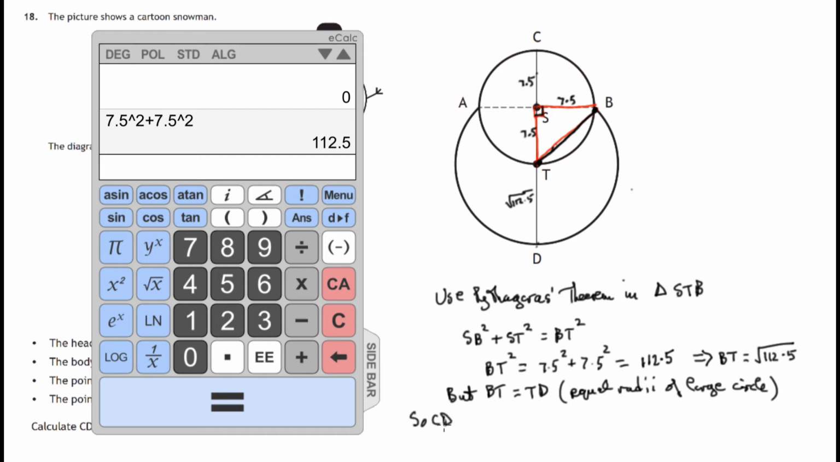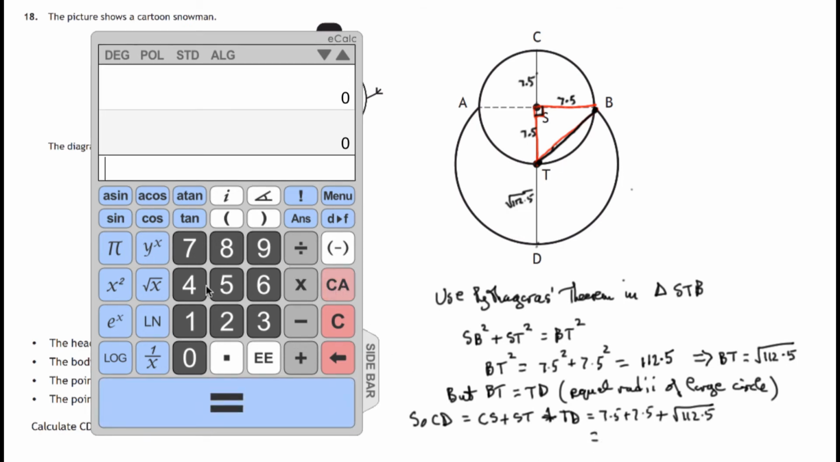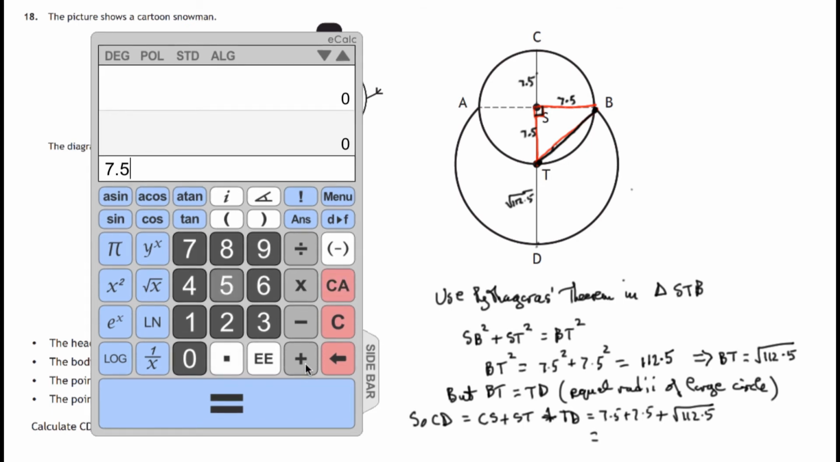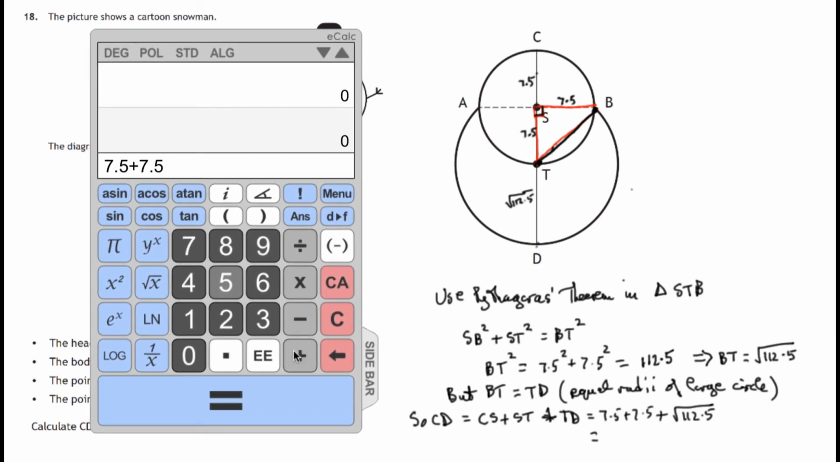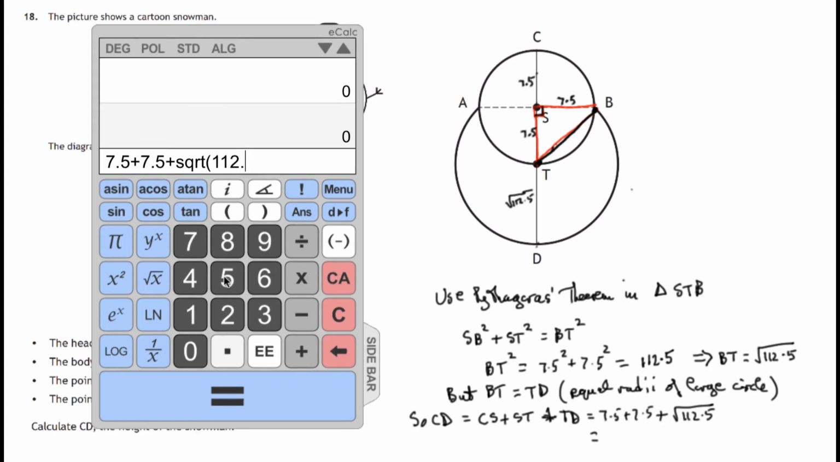So CD, that's the height of the figure. Let's explain what we're doing: it's CS plus ST, a couple of radii of the smaller circle, plus TD. So we've got 7.5 plus 7.5 plus the square root of 112.5. So let's work all that out. 7.5 plus 7.5 plus the square root of 112.5.